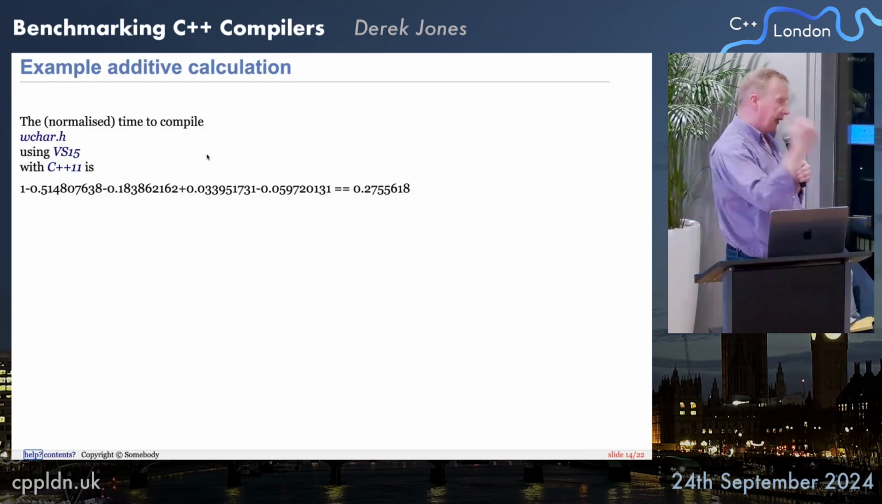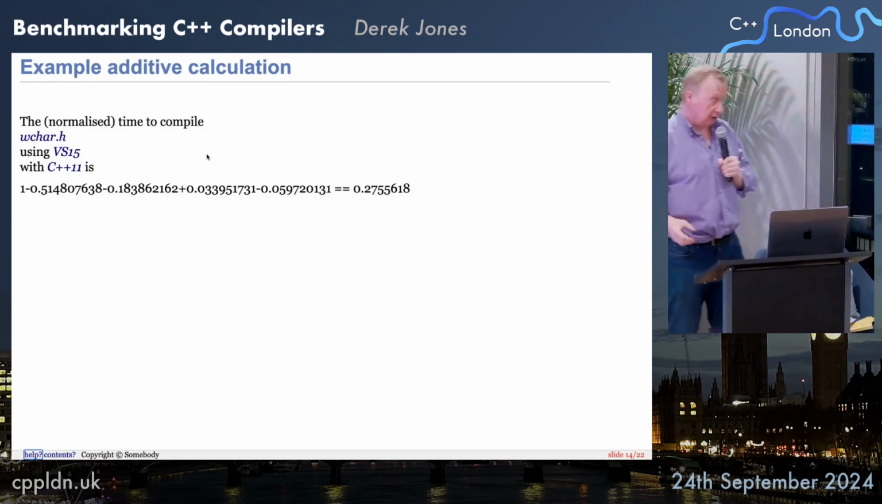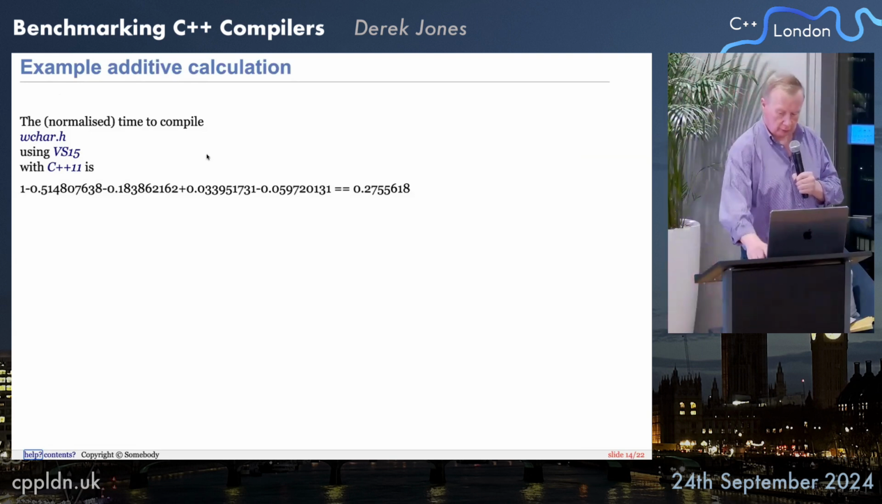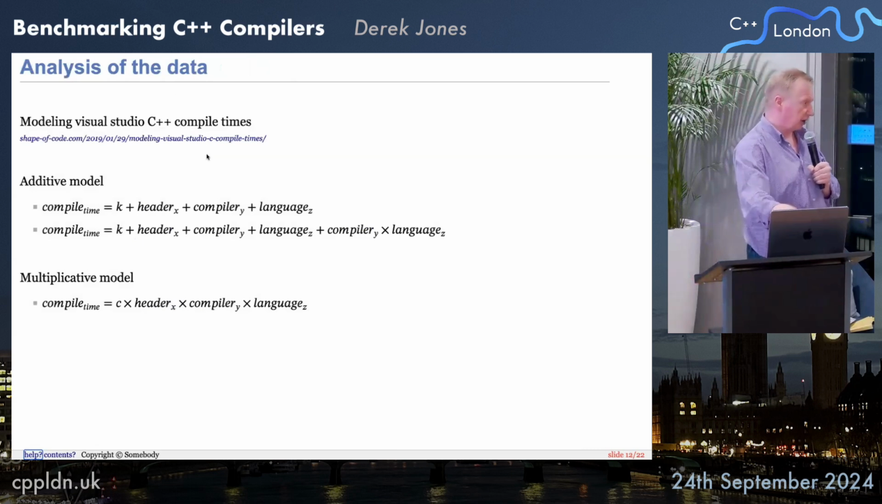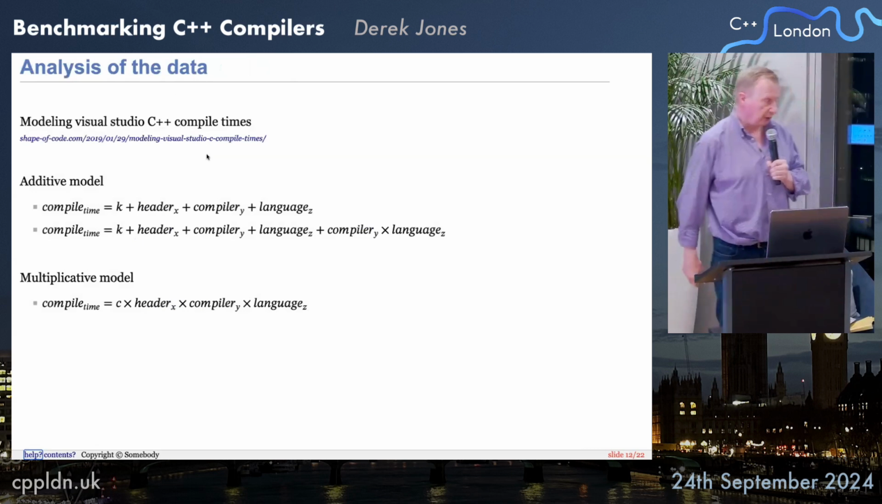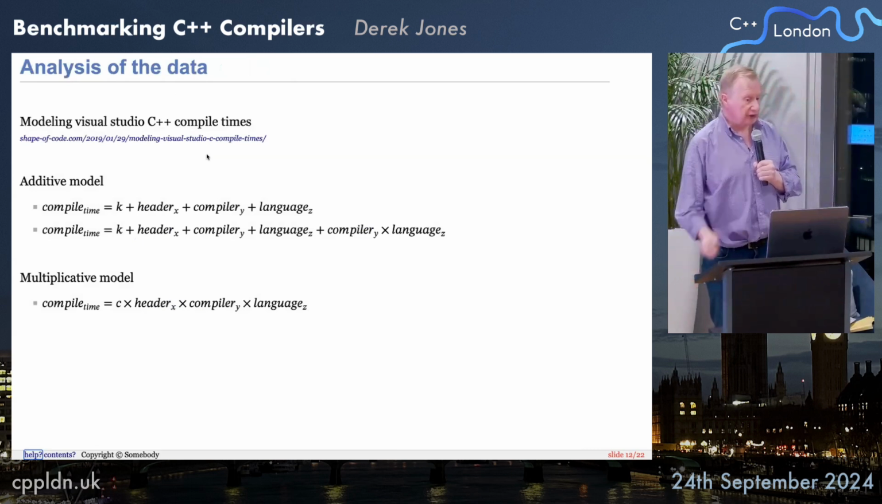So it's pulling out each component, and you don't need to have these huge tables and plot these bar graphs and what have you. There's a straightforward equation. I mean, all the people in this room understand equations. So this is an additive model.